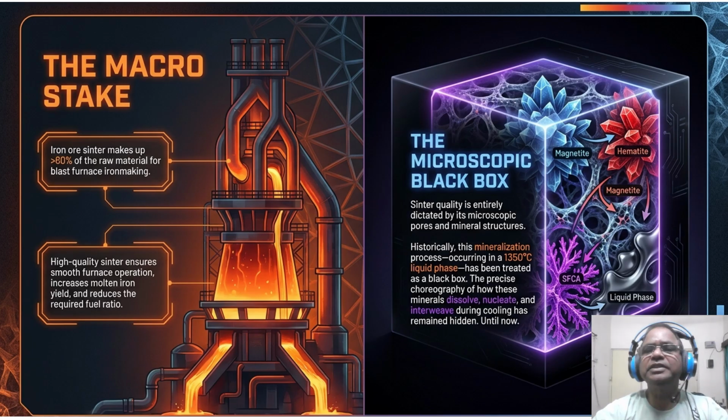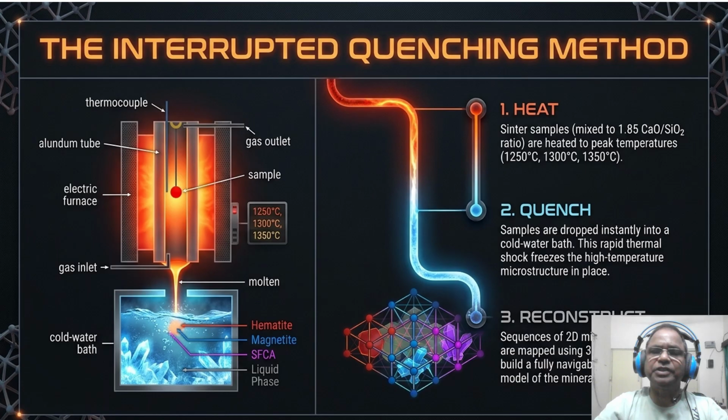Historically, the mineralization process at 1350 degrees centigrade has been a microscopic black box. We now decode the precise choreography of how minerals dissolve, nucleate, and intervene during the cooling. So, our next slide is about interrupted quenching.